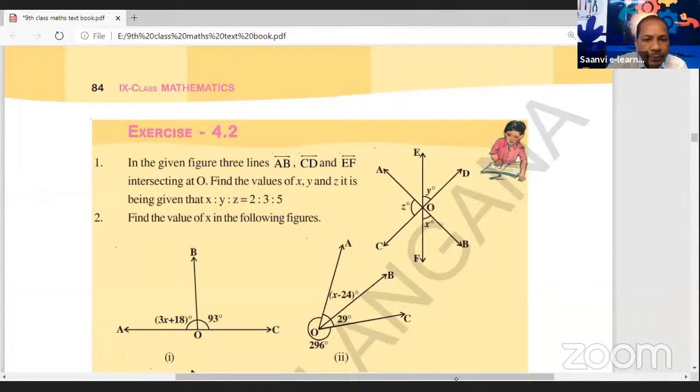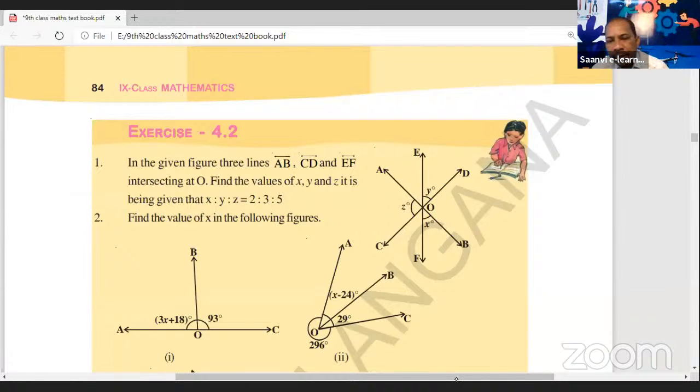In the given figure, see, this is the given figure. The three lines AB, CD, and EF intersecting at O. The three lines are intersecting at the point O. Find the values of X, Y, Z. It is being given that X is to Y is to Z is equal to 2 is to 3 is to 5.